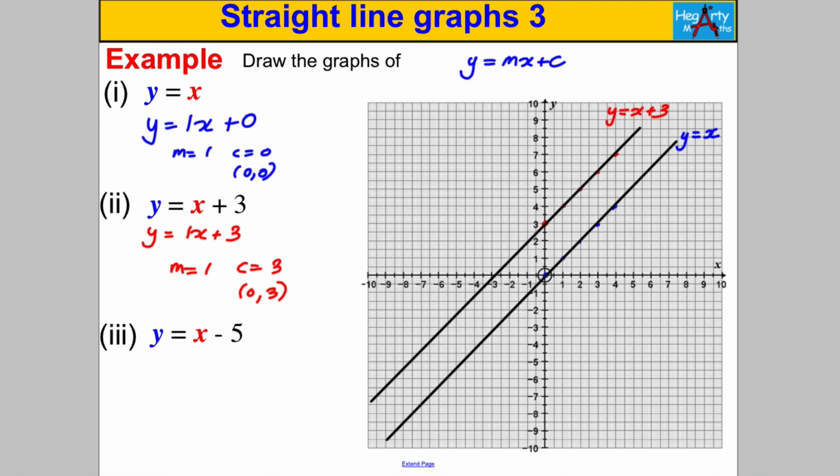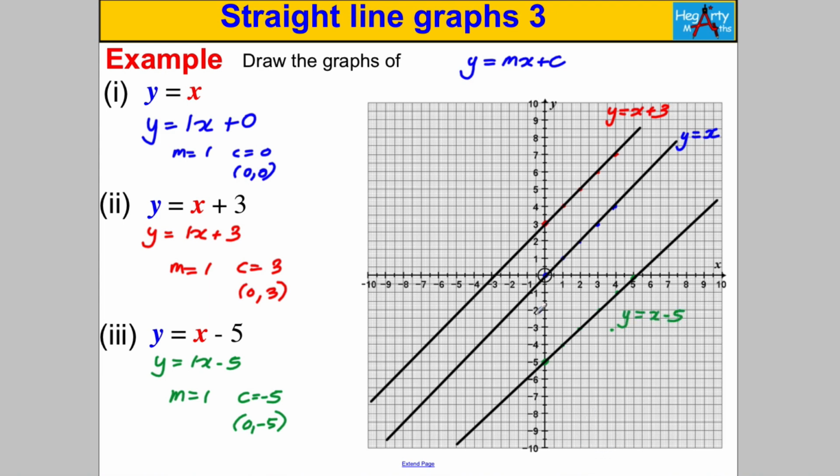What about this one? Let's do the exact same thing as we always do now. Y is 1x take away 5. So therefore m is 1, c is negative 5. The gradient is 1 and the y-intercept is 0, negative 5. It goes through 0, negative 5. The gradient's 1. Go across 1, up 1, across 1, up 1, and so on. You get the picture. And there we go. There's that straight line for us, drawn in a matter of seconds without a table of values, and we are done. So this is y equals x take away 5.